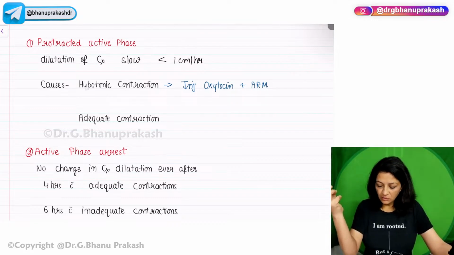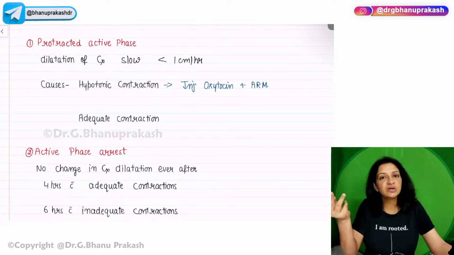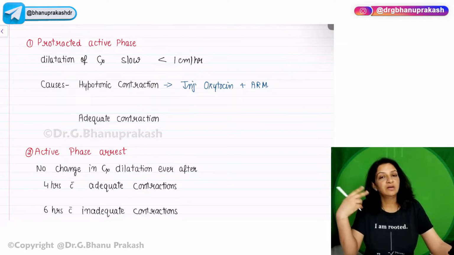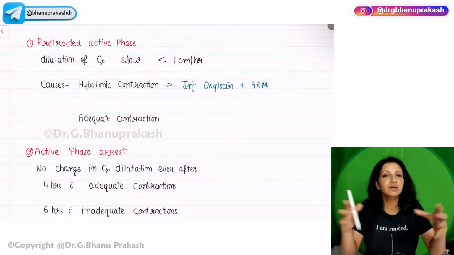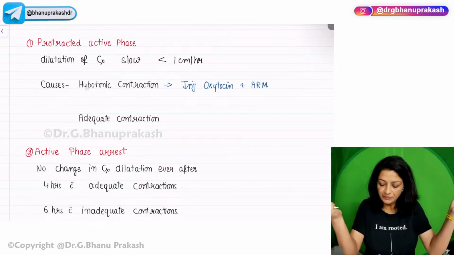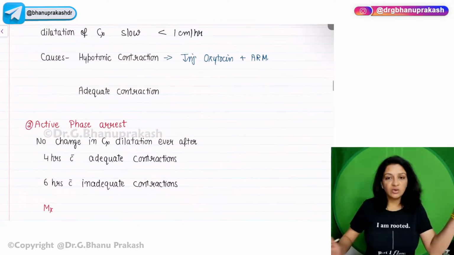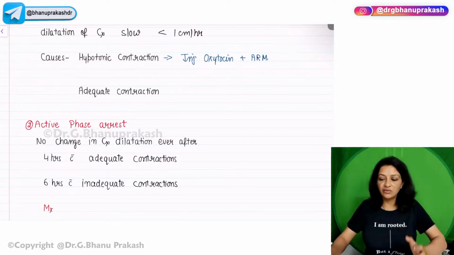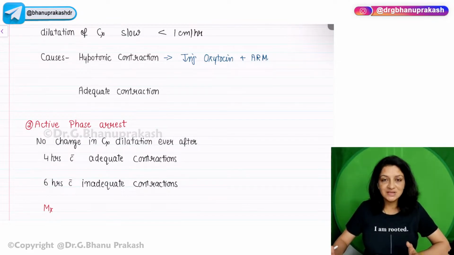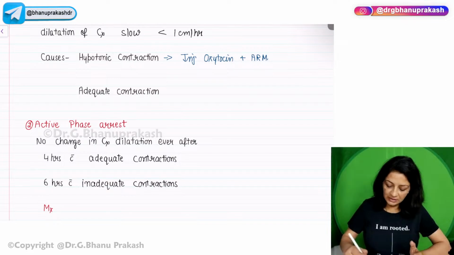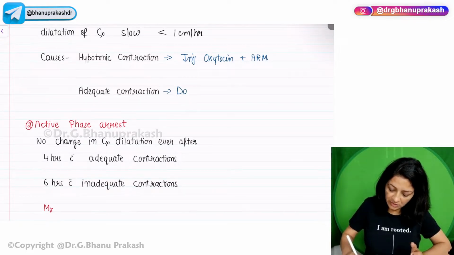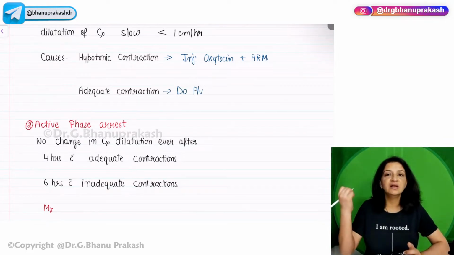Contractions कम है. Okay, then artificial rupture of membrane, जिससे क्या होगा, release of prostaglandins. जैसे prostaglandin release होंगे there will be contractions बढ़ जाएंगी. So injection oxytocin. So in case of adequate contractions means यहाँ पे contractions adequate हैं, contractions are not hypotonic, then do PV, per vaginal examination.